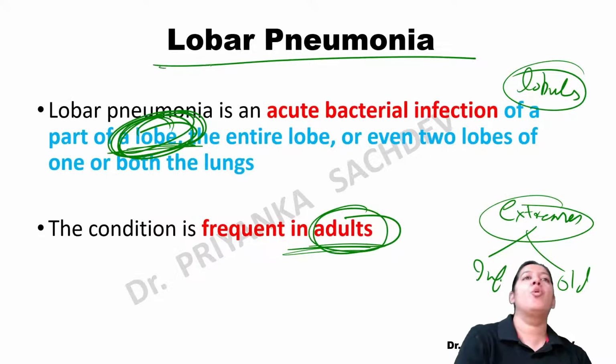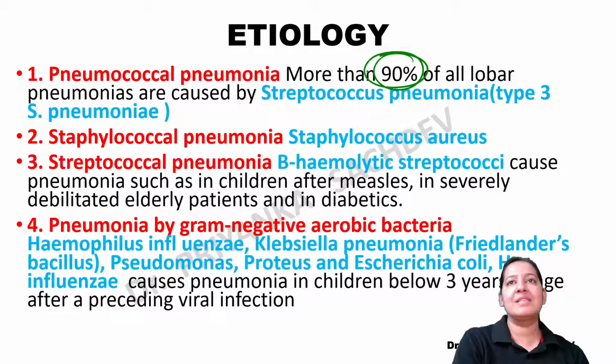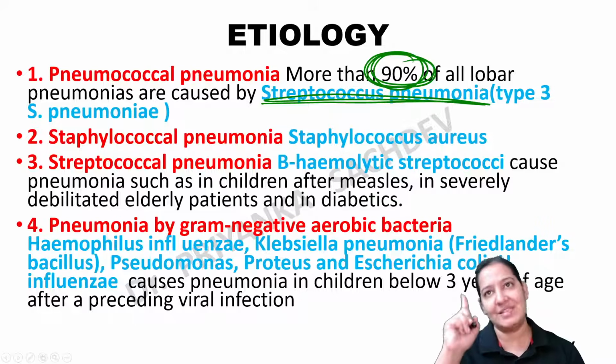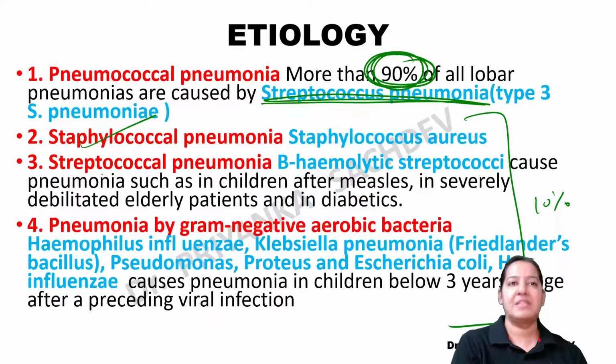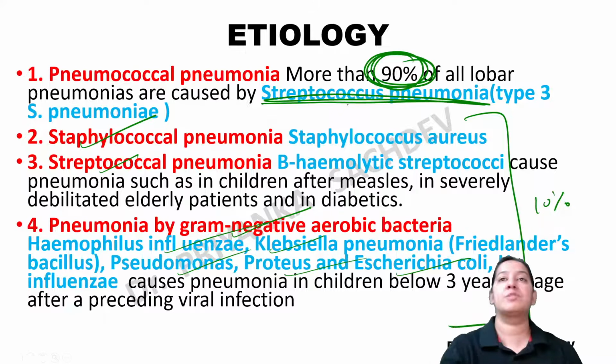So let me teach you the etiology of lobar pneumonia. Most commonly, 90% of the time, it is caused by Streptococcus pneumoniae. Learn one bacteria, Streptococcus pneumoniae. The remaining 10% is caused by others. It can be caused by Staph, and by gram-negative bacteria: Klebsiella, influenza, Pseudomonas, Proteus, E. coli. So these are rare. But most commonly, it is caused by Streptococcus pneumoniae.